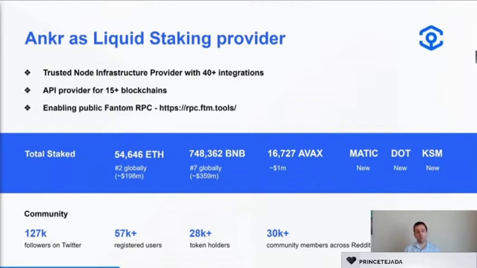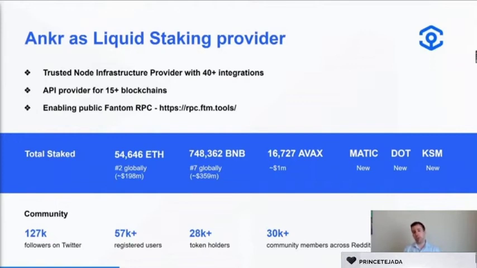In terms of numbers, Ankr is the second ETH liquid staking provider. It is also one of the validator nodes for BNB. We started recently Avalanche liquid staking. And we also launched very, very recently Polygon liquid staking, as well as Polkadot and KSM.